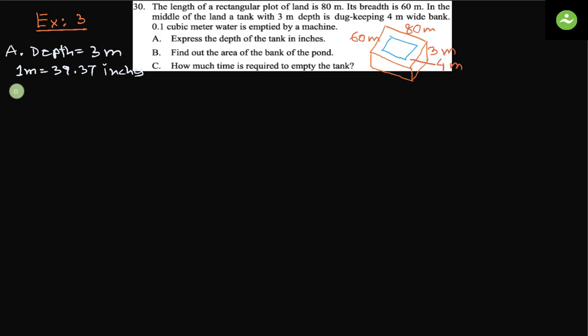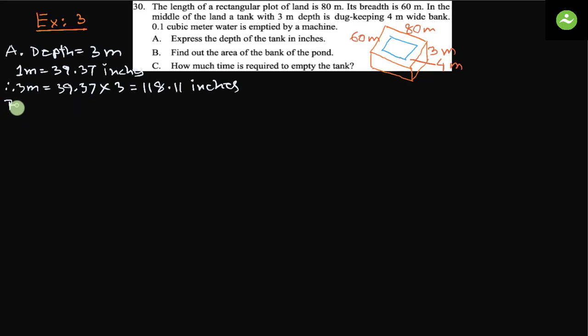If we apply unitary method, we can find the 3 meter equals to 39.37 into 3 equals to 118.11 inches, and that is the answer.